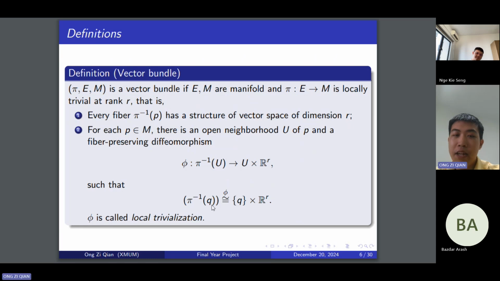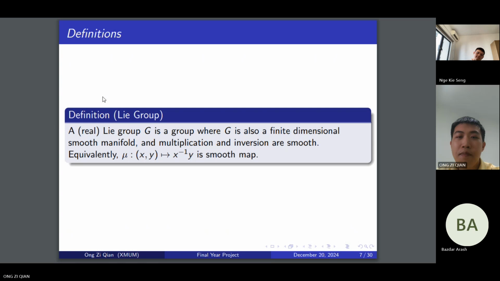And for every point P of M, there is a neighborhood U of P, and there exists a diffeomorphism phi from pi inverse of U to U times R to the power of R, such that for every point Q in U, pi inverse of Q is isomorphic to the one point Q multiplied by R to the power of R in the sense of vector space isomorphism. In this case, we call phi the local trivialization. Then, abusing the notation, we call E a vector bundle over M.